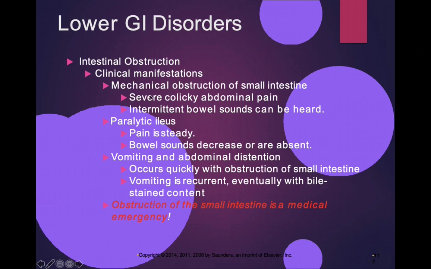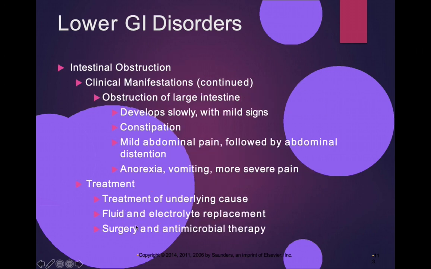So the clinical manifestations: the mechanical obstruction of the small intestine can cause severe colic, abdominal pain. There'll be intermittent bowel sounds. Remember the borborygmi, the intermittent bowel sounds. There'll be paralytic ileus, where the bowel sounds decrease or they're absent because there's no peristaltic movement. It's just paralytic. Vomiting and abdominal distension occur quickly with the obstruction of the small intestine, and vomiting is recurrent. The obstruction of the small intestine is considered a medical emergency.